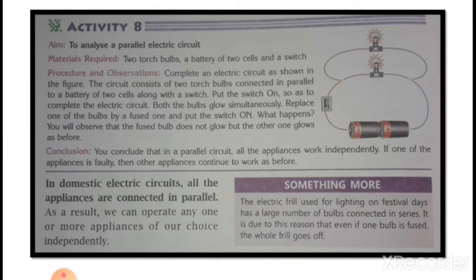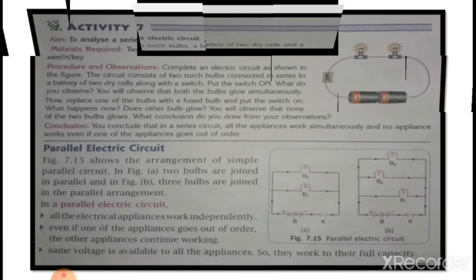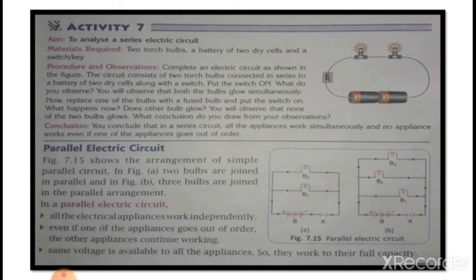Next one is the parallel connection, parallel electric circuit. Figure 7.15 shows the arrangement of a simple parallel circuit. In figure A, two bulbs are joined in parallel, and in figure B, three bulbs are joined in parallel arrangement. See, here they have taken the bulbs in parallel position. So this is known as the parallel electric circuit. So what are the characteristics of a parallel electric circuit?